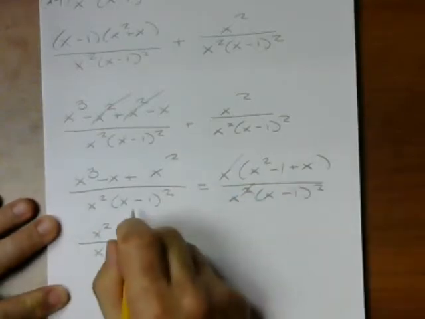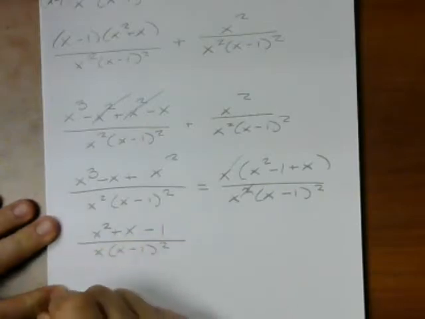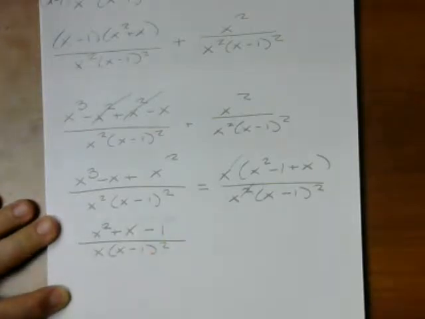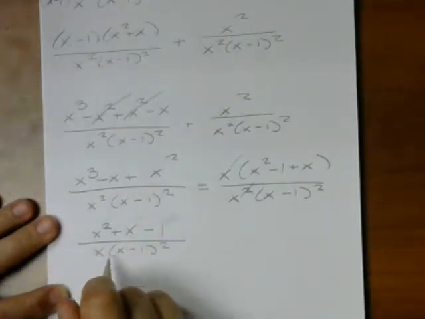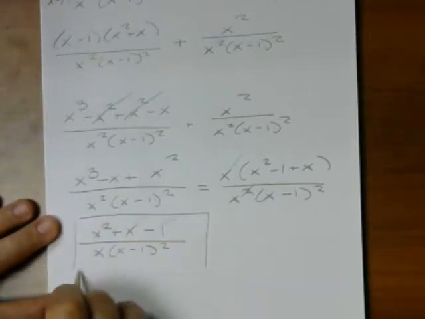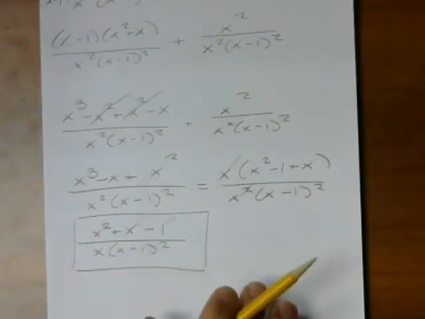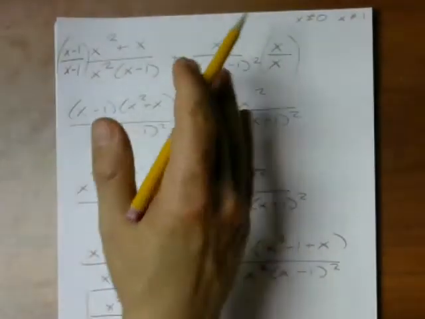I'm going to write this x first, just to have my polynomial in descending degree. That would be x to the 1. That would be the constant term. And now I'm done. I'm not going to be able to get an x minus 1 or an x out of that numerator. So I have simplified, and I have added, and I've done it without multiplying by a ridiculous denominator.